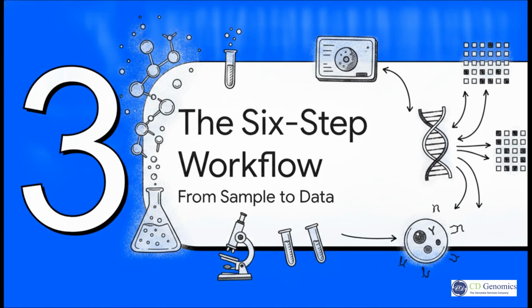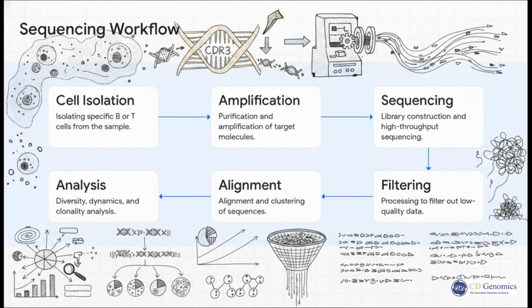Okay, Section 3, the 6-step workflow. Let's trace the technological journey of a biological sample. Turning a physical sample into actionable data follows a surprisingly crisp 6-step workflow. First things first, cell isolation. We grab the specific B or T cells we need.